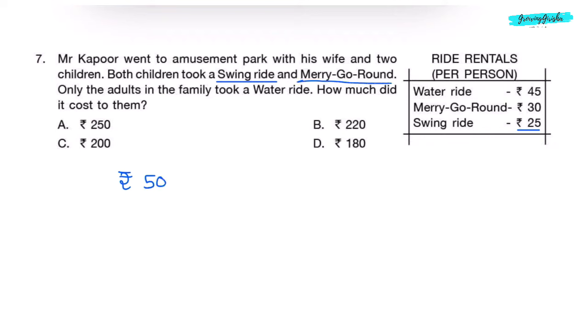Now they also took a merry-go-round ride. So merry-go-round costs rupees 30 for one person. For 2 people it will cost 30 into 2, 60 rupees. Now Mr. Kapoor and Mrs. Kapoor took a water ride. Water ride for one person costs rupees 45. For 2 people it will cost 45 into 2, 90 rupees. So we'll find the total now. 0. 5 plus 6, 11. 11 plus 9, 20. It costs rupees 200 to them in total. Correct answer is option C.